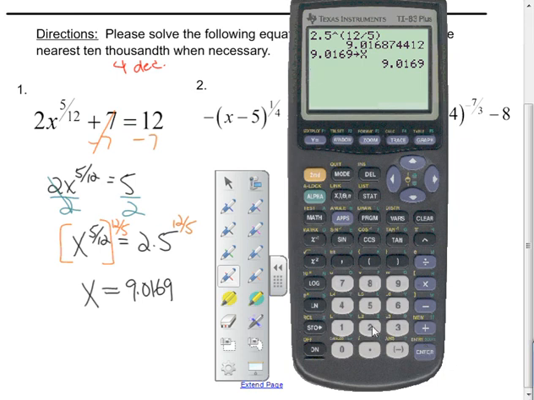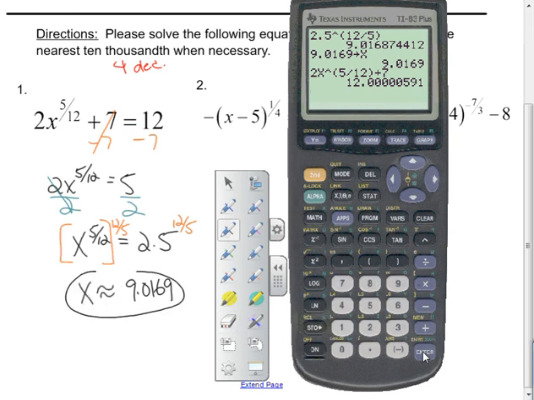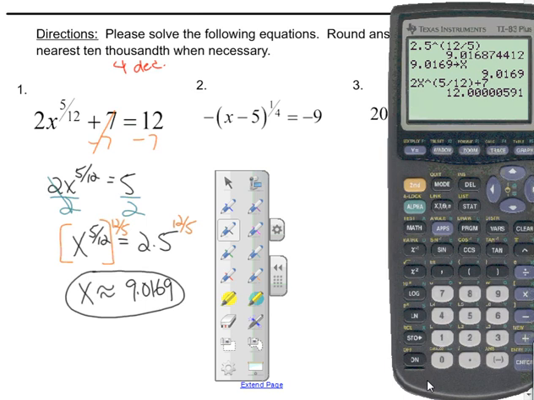So I want to show you that when I do 2x to the 5/12 plus 7, I'm anticipating that I should get 12. Well, if you notice, I don't exactly get 12. But the only reason I don't get exactly 12 is because my answer was rounded, probably making it a little bit more appropriate to say x is about 9.0169. This answer seems pretty legit to me. It seems to create a result of 12 almost when I plugged in, taking into account the rounding. So I'll move over to my next problem here.